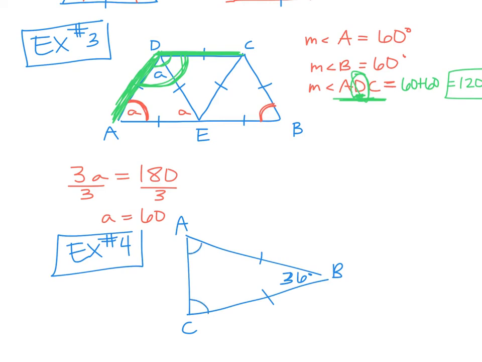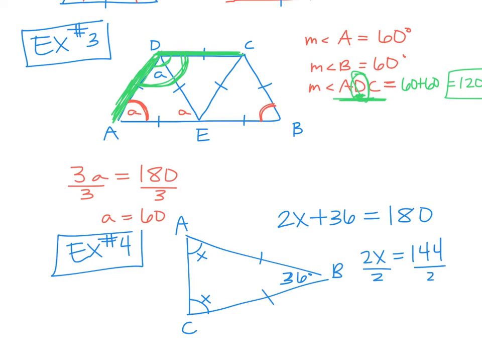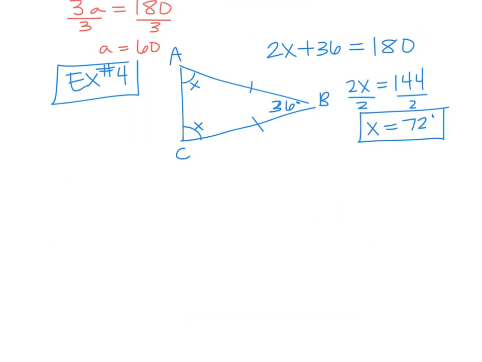So the angles opposite the sides have to be the same. So if A and C are congruent, we can call those whatever we want. If we call it X, then they're both X, right? So we would say 2X plus 36 equals 180. Take away that 36, so 2X equals 144, and then divide by 2. So X would have to be 72 degrees. Okay?